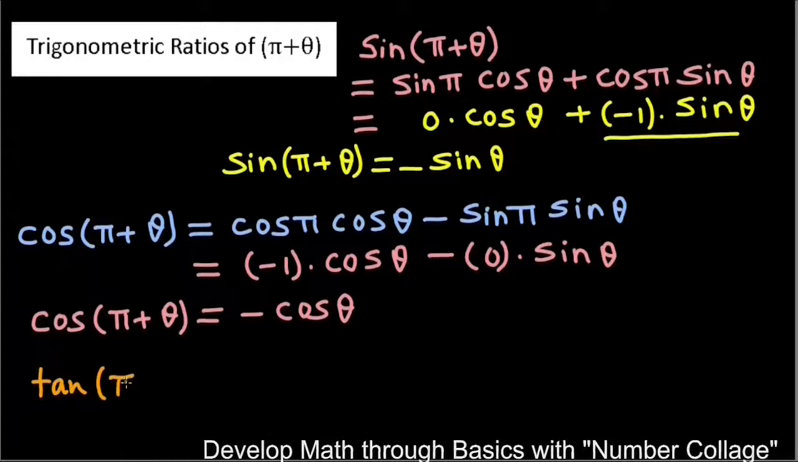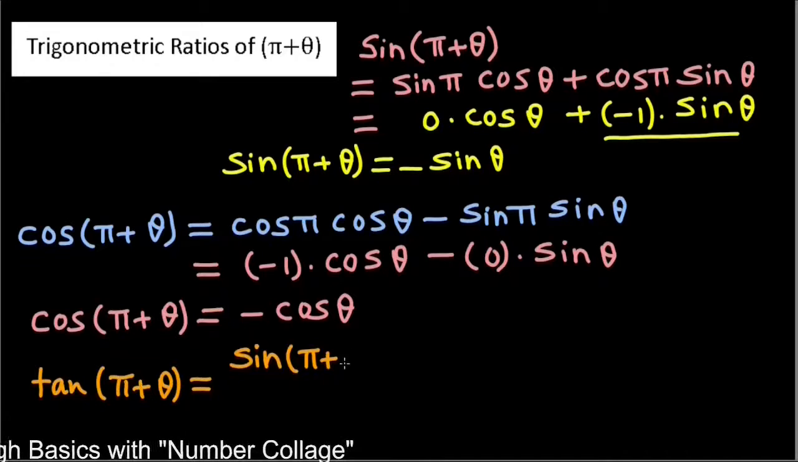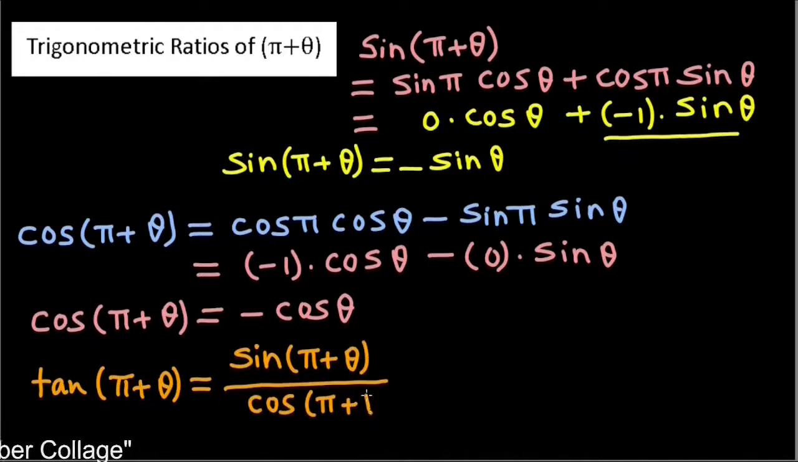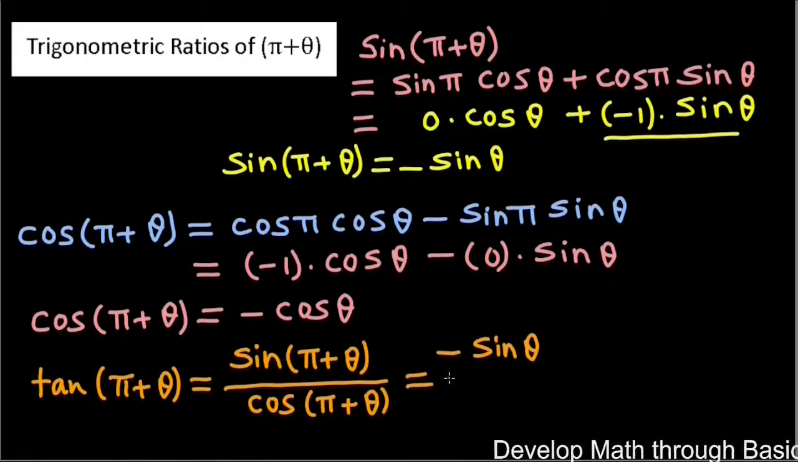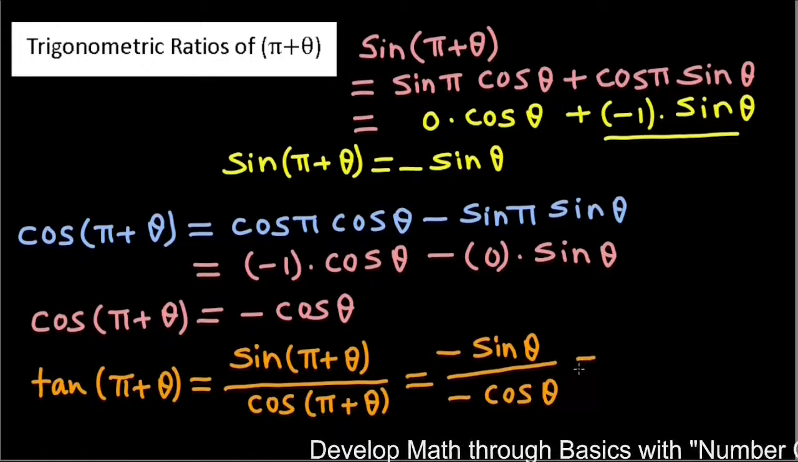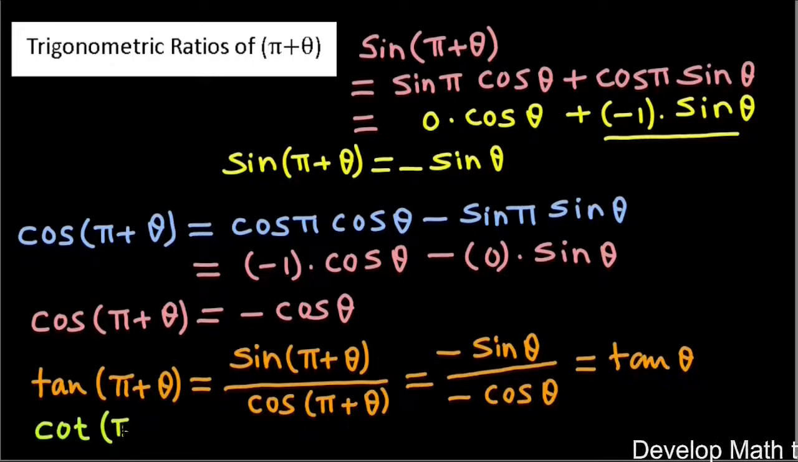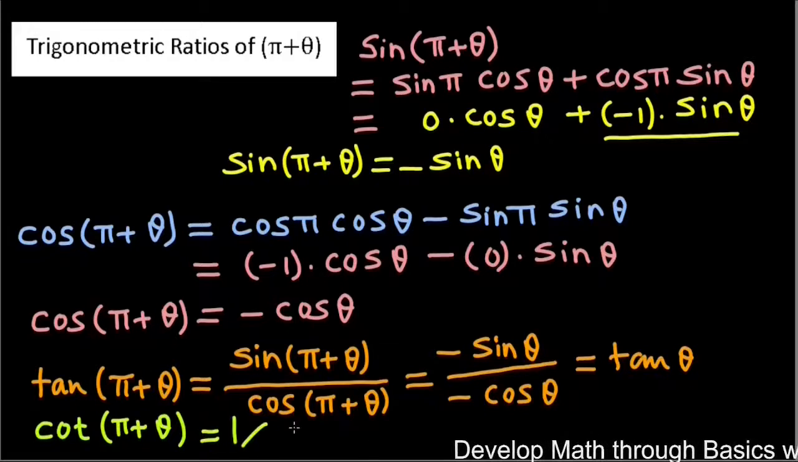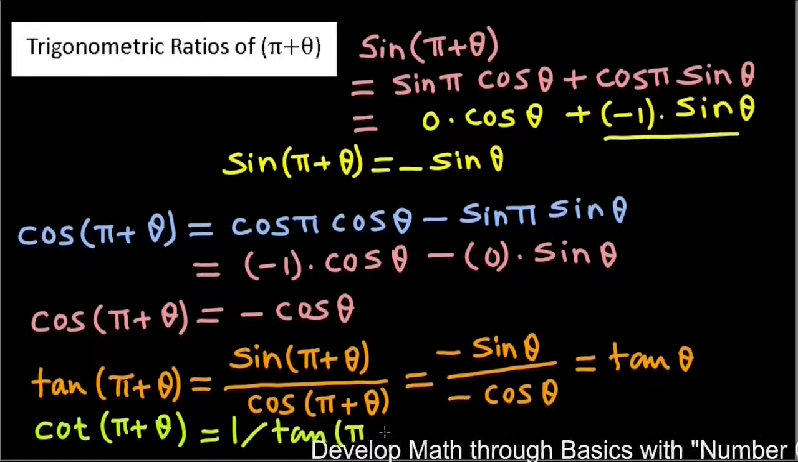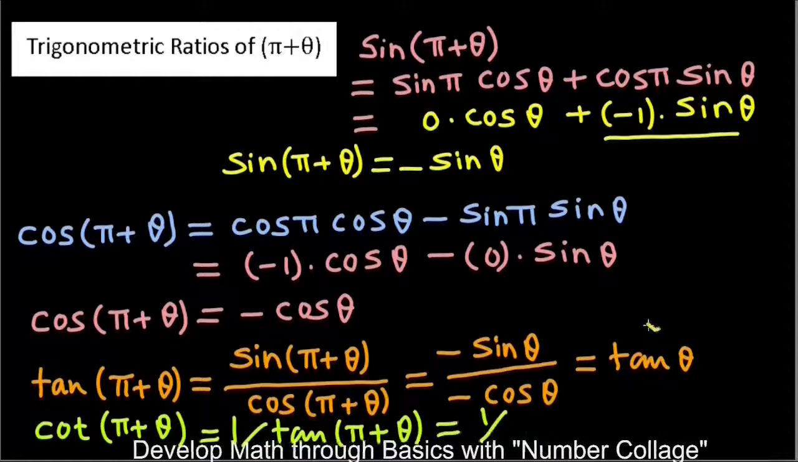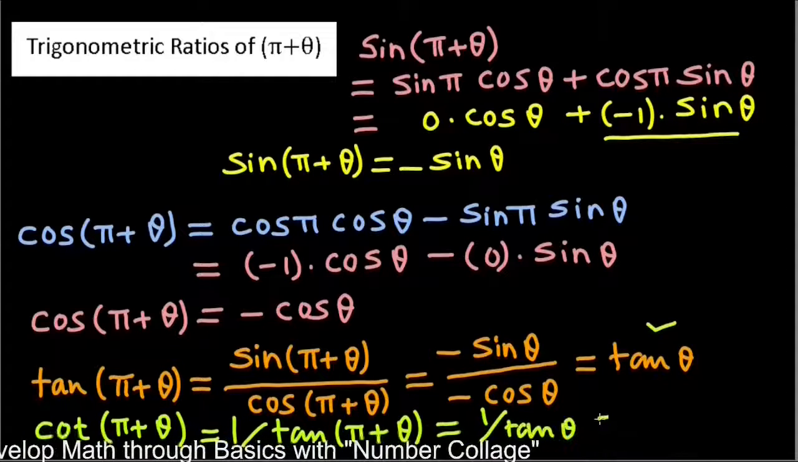Tan of pi plus theta will be sin of pi plus theta upon cos of pi plus theta, that will be minus sin theta upon minus cos theta, that will be tan theta. Cot of pi plus theta will be 1 upon tan of pi plus theta, that will be 1 upon tan theta, which will be cot theta.